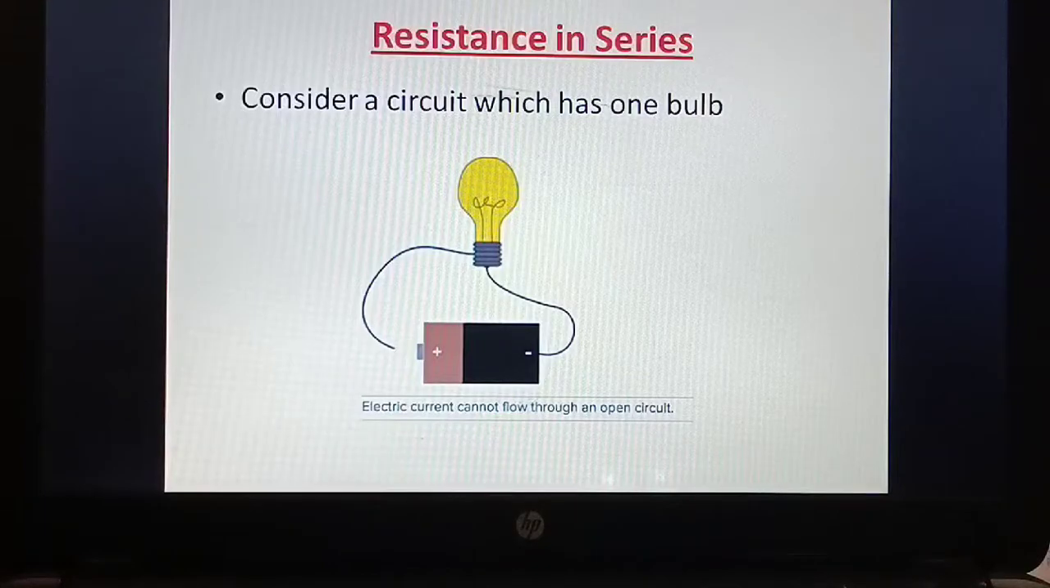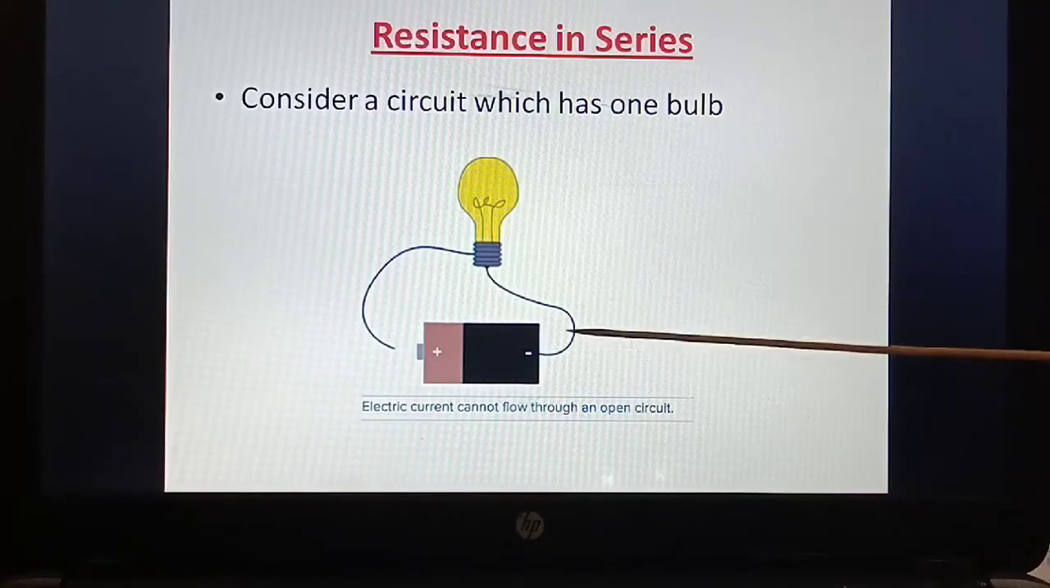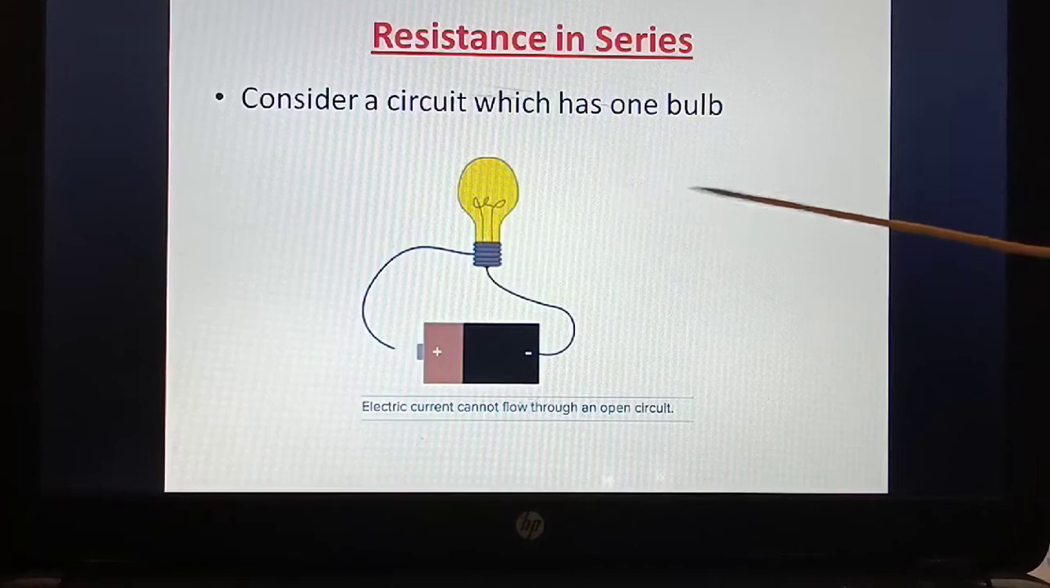Morning students. Today we'll see about the resistance in series. Now if you see the image, I have considered a circuit which has one bulb. You can see this is a circuit which has got one bulb. Now what happens when you switch on the switch in the circuit? What happens to the bulb? It glows, isn't it?